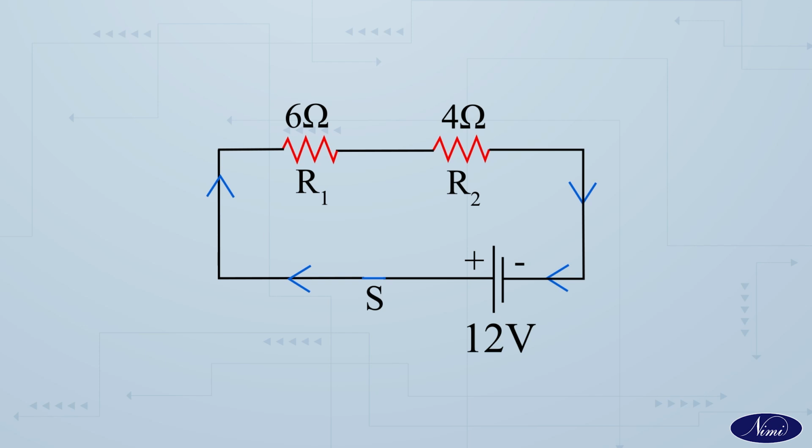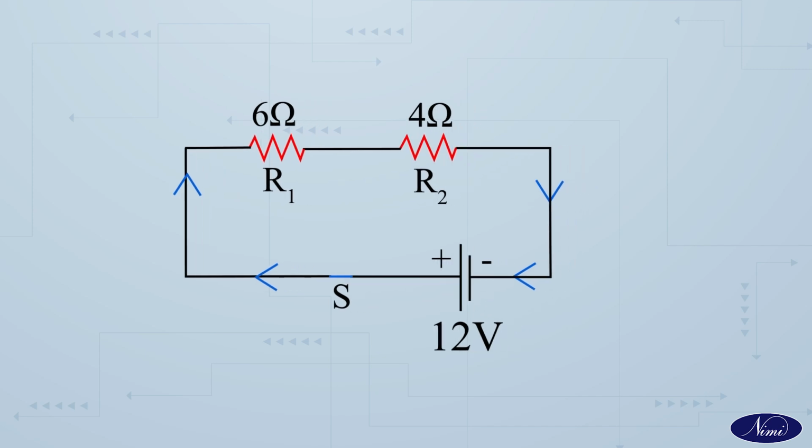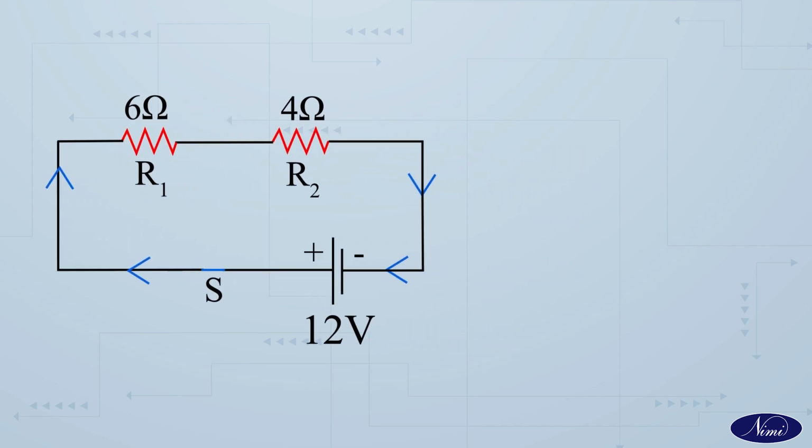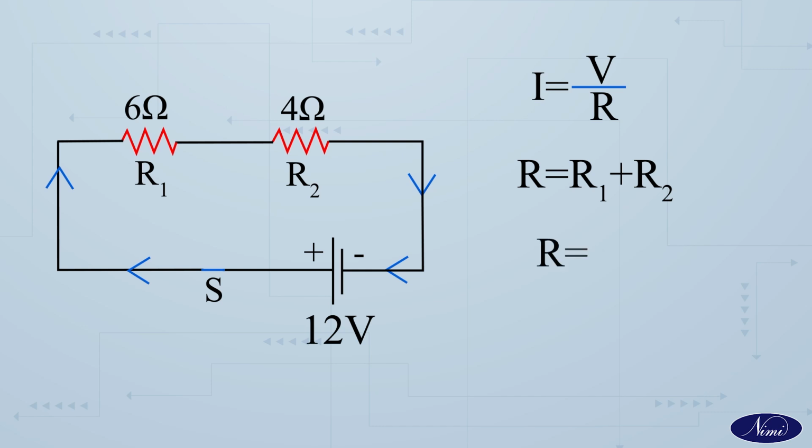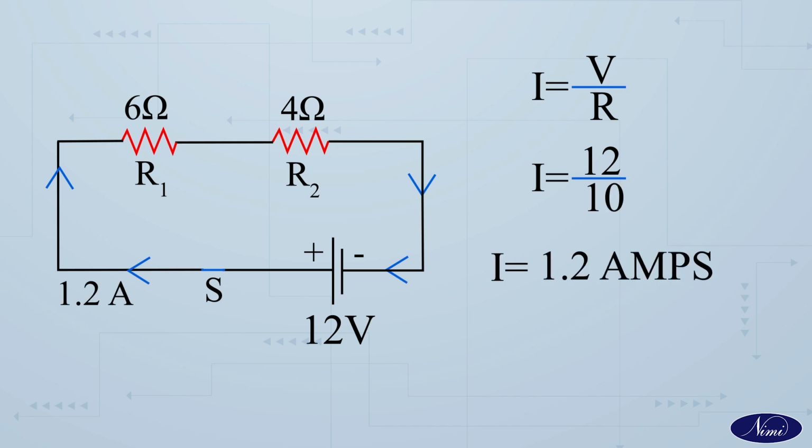voltage source and then back to the negative terminal without changing its value since the circuit is in series. The amount of current can be calculated by Ohm's law, I equal to V upon R. Resistance values are additive when they are connected in series. So the total resistance value becomes 10 ohms when adding 6 and 4 ohms. By substituting the values in the formula I equal to V upon R, I equal to 12 by 10, we get 1.2 amperes of current, which is constant throughout the circuit.